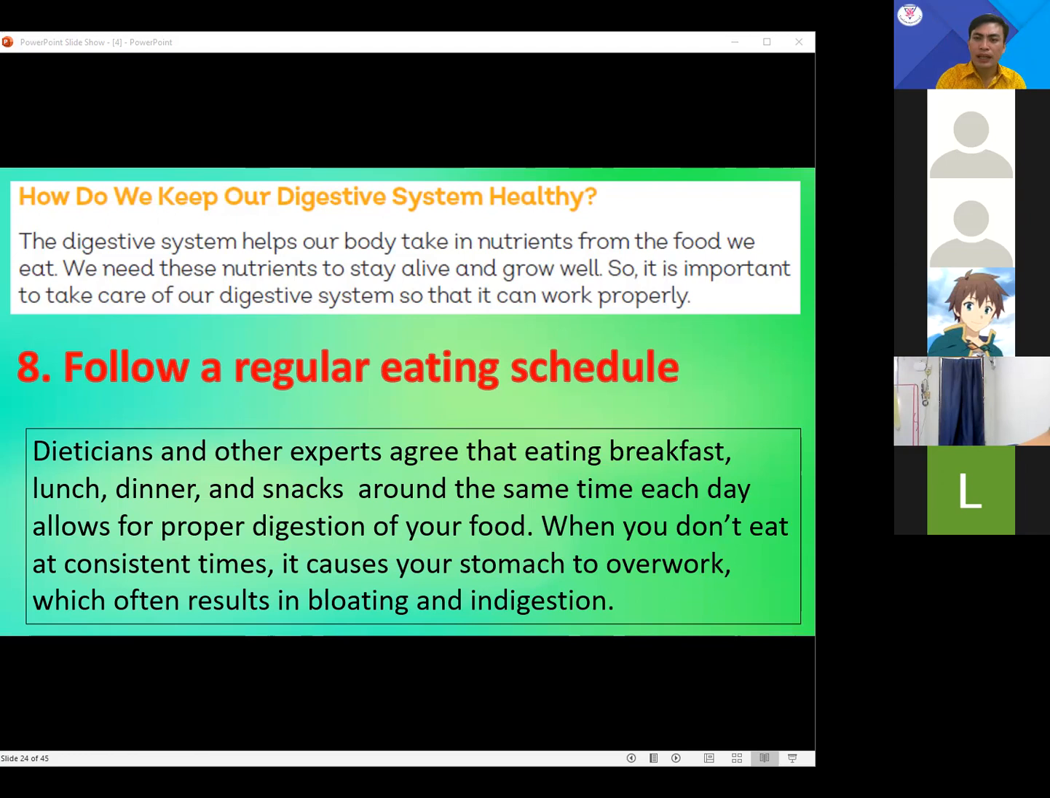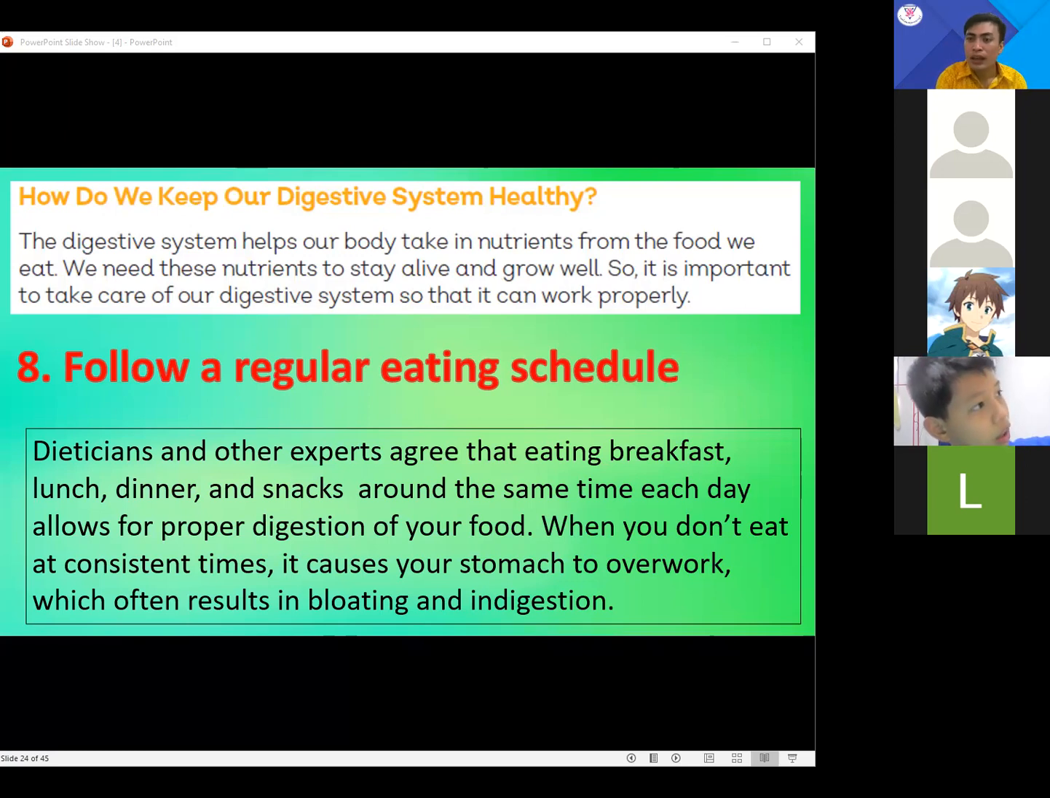So 5 p.m. Now, it says here we need to follow a regular eating schedule. That is why if you are eating at 8 a.m. in the morning, you need to keep a regular schedule. Every 8 a.m. you need to eat breakfast, because if today you eat at 6 a.m., tomorrow at 11 a.m., and the next day at 8 a.m., there is no consistency in your eating schedule. It is not good for our digestive system.